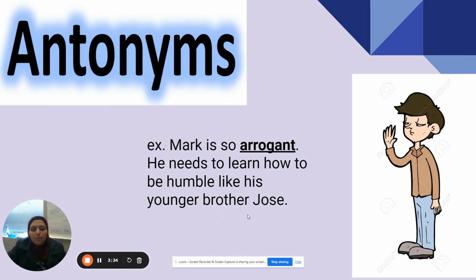And then antonyms. Mark is so arrogant. He needs to learn how to be humble like his younger brother, Jose. So a contrast between Mark and Jose helped us understand what arrogant means because we know what humble means and we know that his brother is humble. And if they're unlike each other, right, they're the opposites, that kind of helped us understand that Mark is not very humble, right? He's kind of showy. So we used an antonym clue here because the word arrogant is an antonym of the word humble. And that's how we found out what the word arrogant actually means.